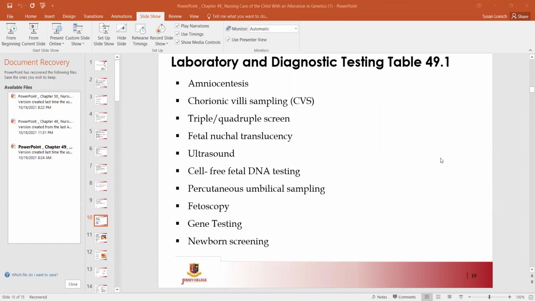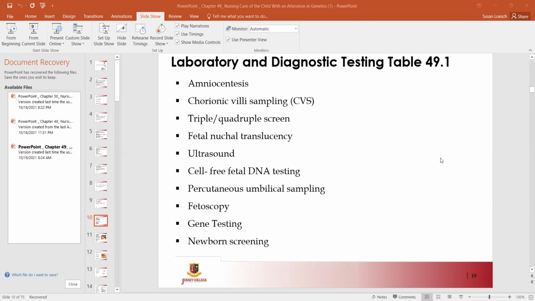So this looks at structural malformations. It's usually done between 18 and 20 weeks gestation. Early ultrasound can be performed between 11 and 14 weeks to evaluate for Down syndrome or other chromosome abnormalities.